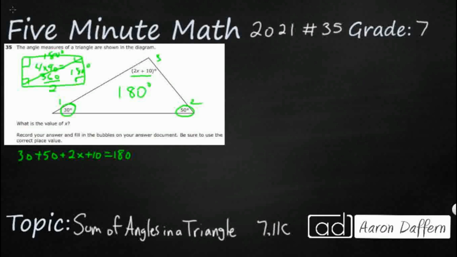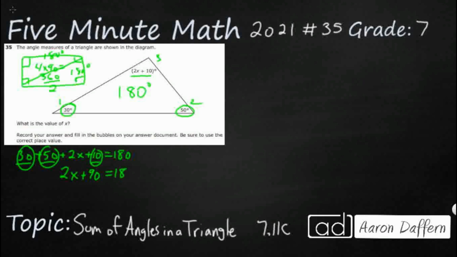So we need to combine like terms. All of these numbers here that don't have any variables, we're going to combine them. So I've got 30 plus 50 plus 10. 30 and 50 is 80, plus 10 is 90. So you can rearrange and collapse all those, and I've got 2x plus 90, right? That's our first step, getting those together.